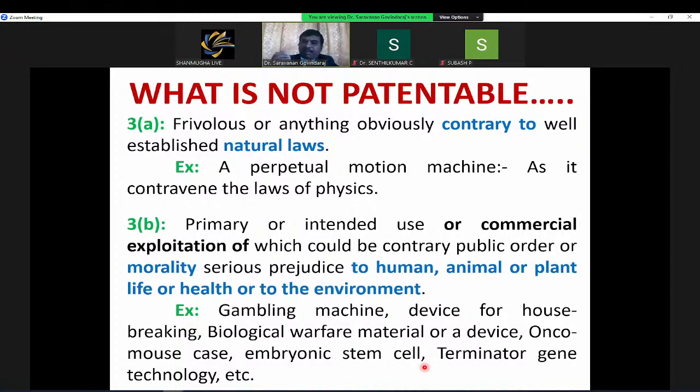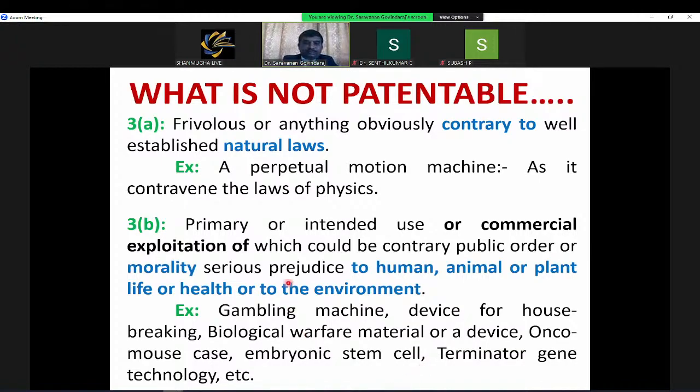After some period, what happens? The energy stored in the battery is lost, and then we need to replace the batteries. So we are giving energy in that form. But perpetual motion claims that, without energy, a machine runs continuously and indefinitely. That is against natural law, so for such things we can't file a patent.